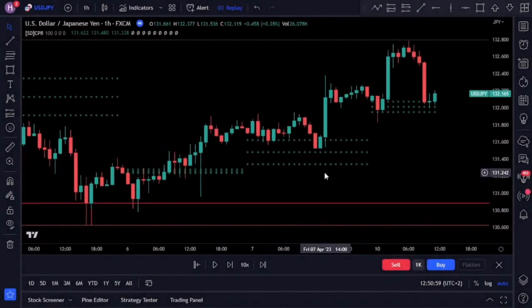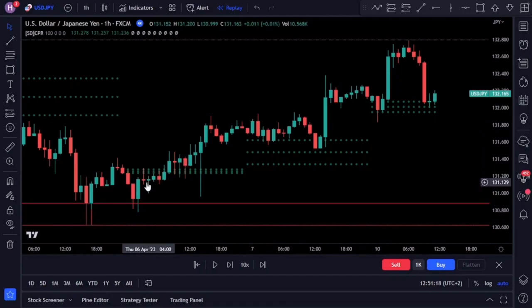Here are some trading examples using the CPR indicator. The best way to use the CPR indicator is in conjunction with other technical analysis tools, such as trend lines and price action analysis, to identify high probability trade opportunities. On the chart, we've got the USD JPY on the hourly time frame.